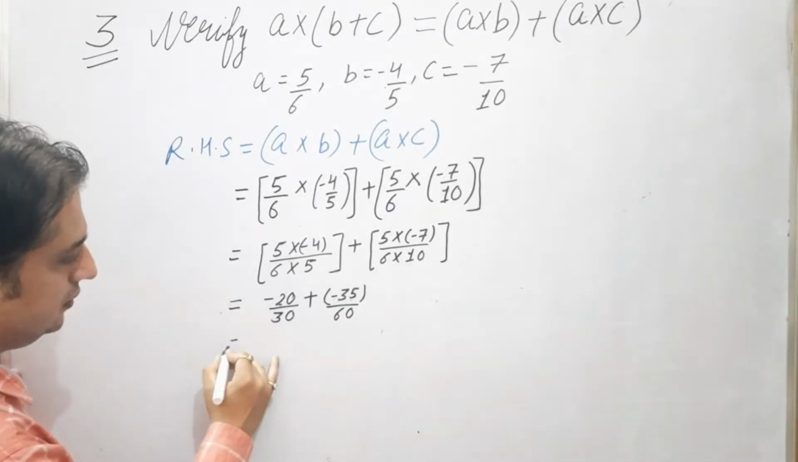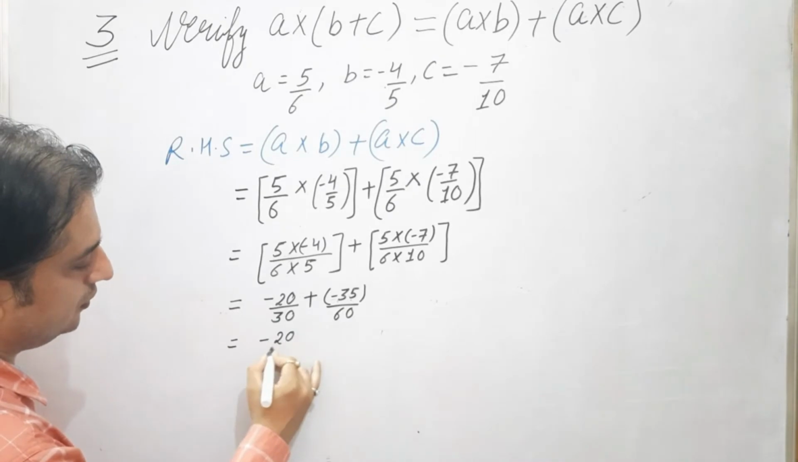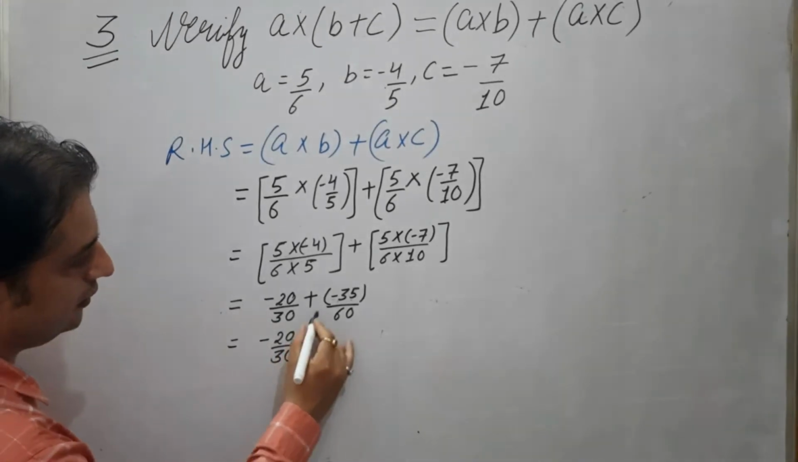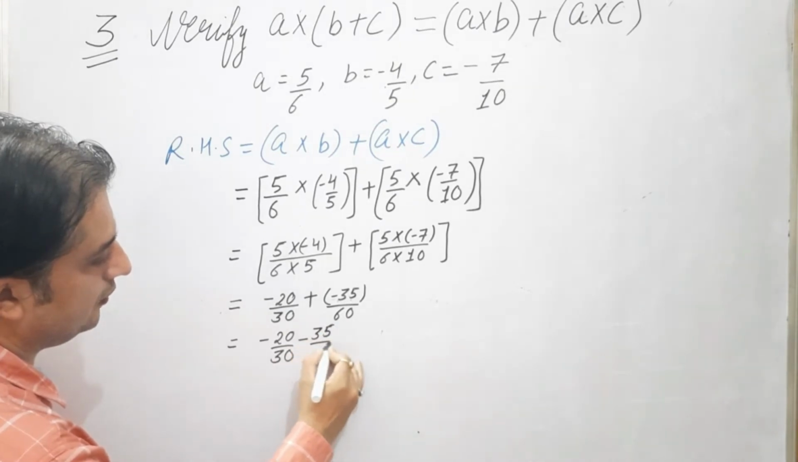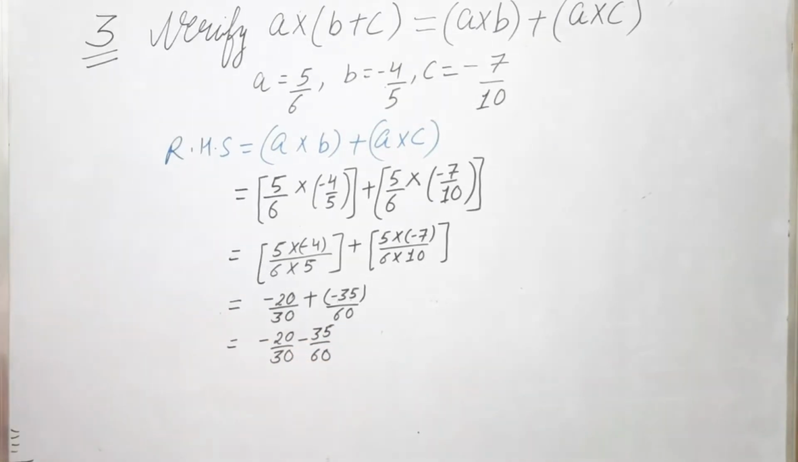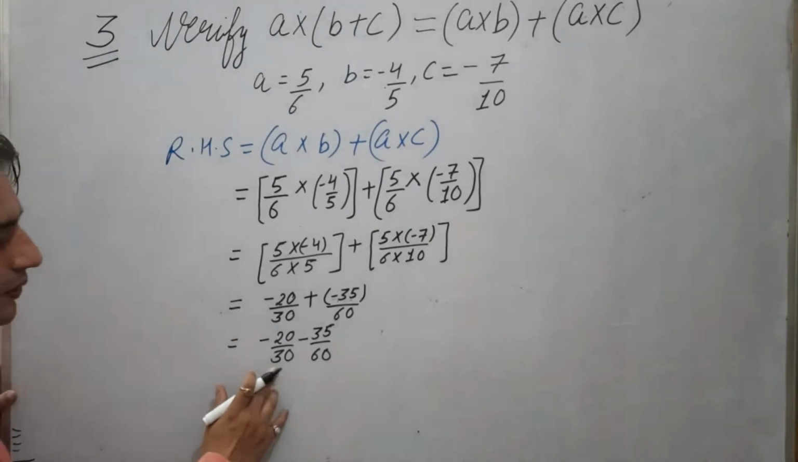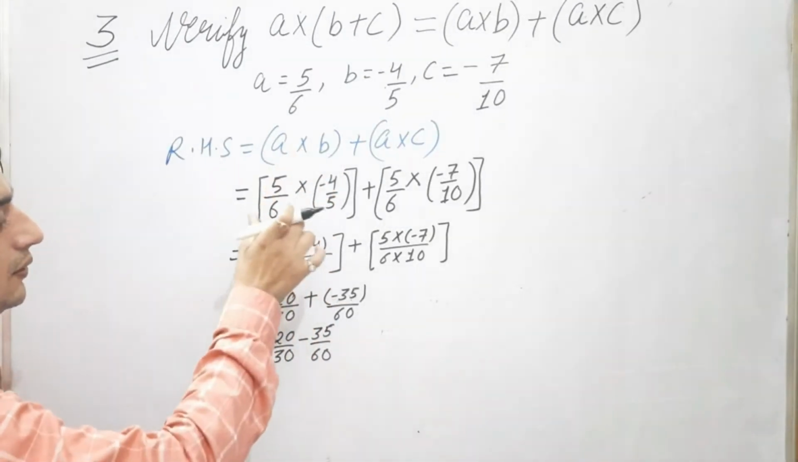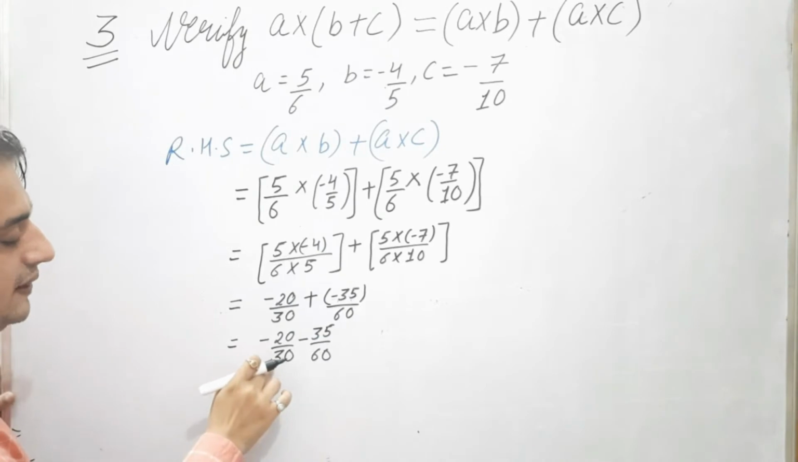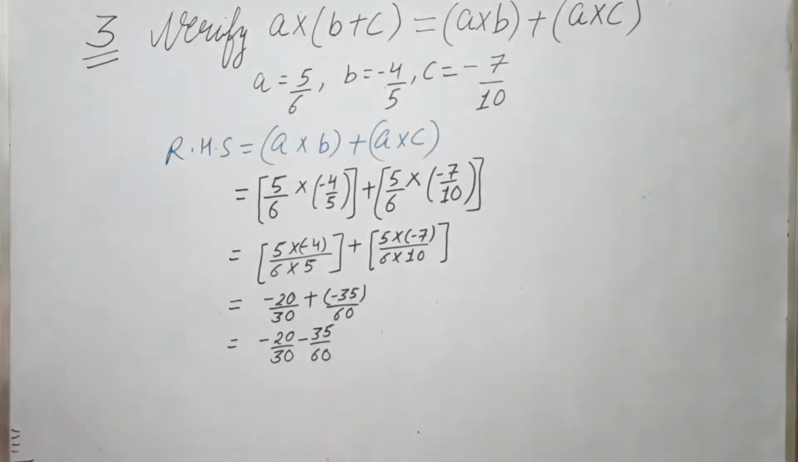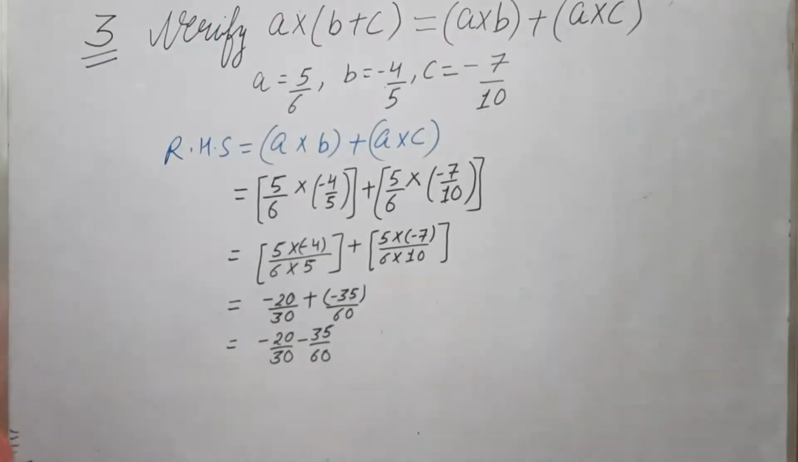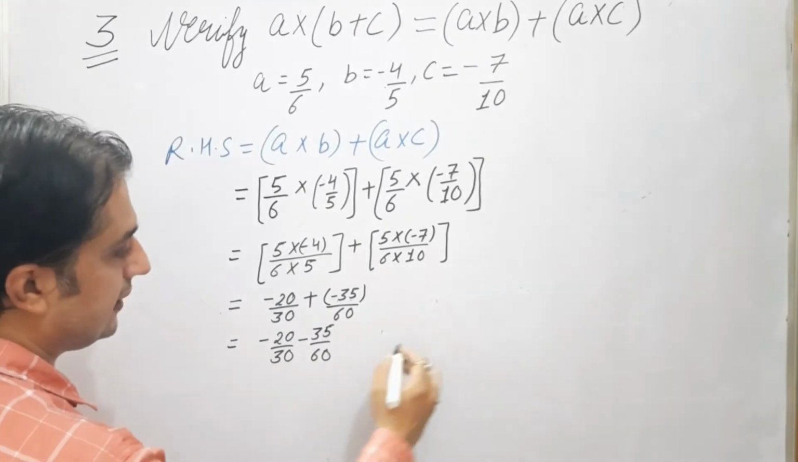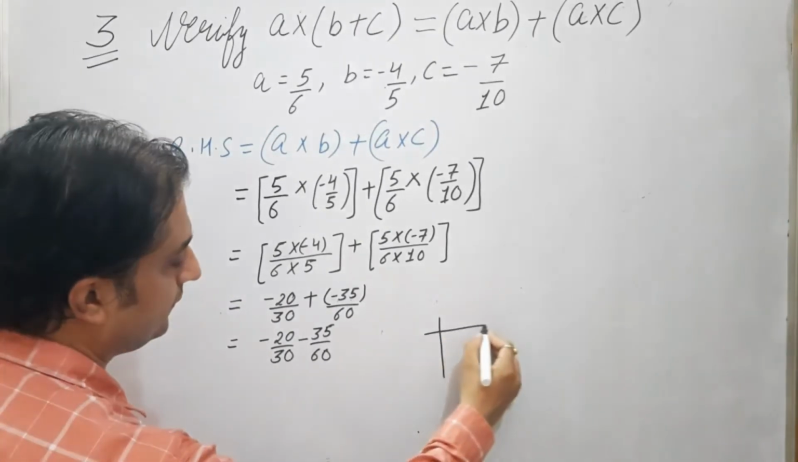Solve it. Minus 20 upon 30 plus minus 35 upon 60. So here the two rational numbers, one rational number is minus 20 upon 30, another rational number is minus 35 upon 60. Now you have to take the LCM to solve it, the LCM of 30 and 60.